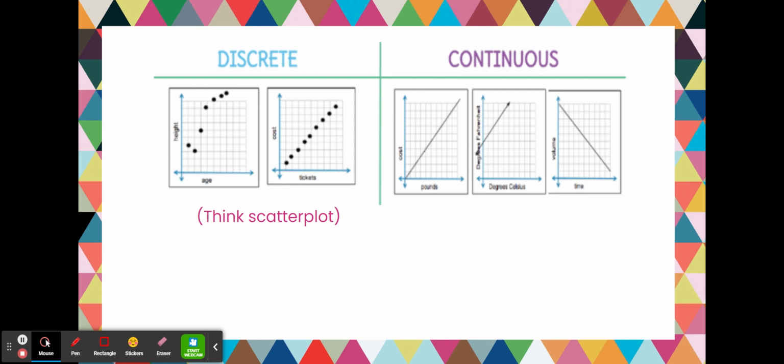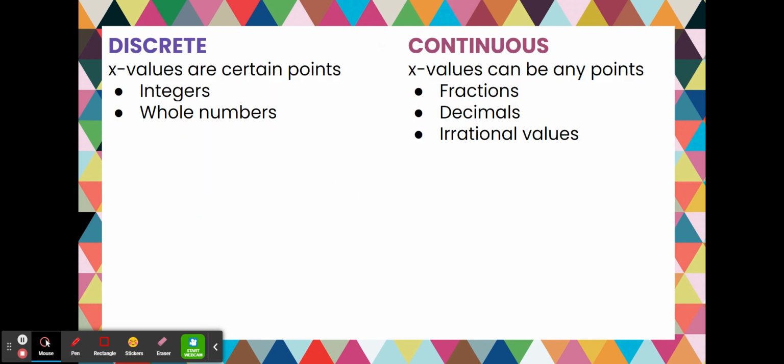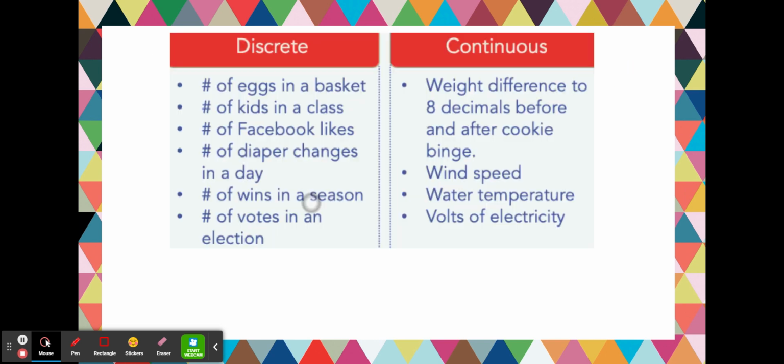Okay, so here's some examples. Discrete has, like I mentioned earlier, a scatter plot versus continuous on the right. So we have different lines, and those are representing more than specific ordered pairs, something that you've used to measure. So discrete, the x values are certain points. They're typically integers and whole numbers. Continuous, those x values can be any point. They can be fractions, decimals, irrational values. So it's important to understand the difference.